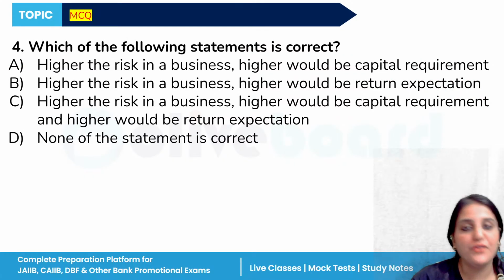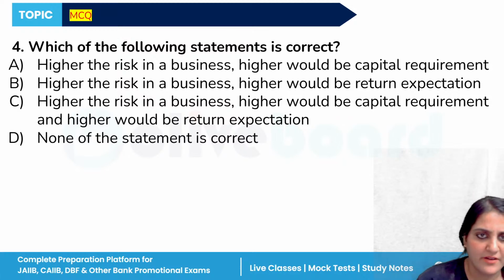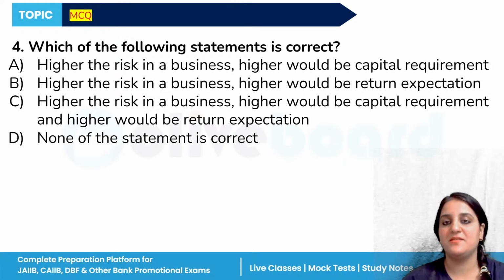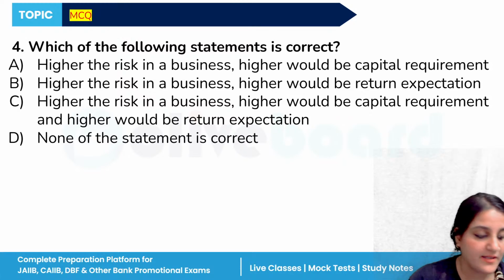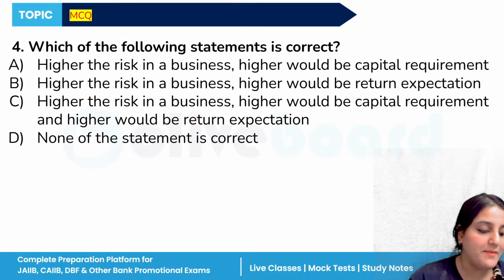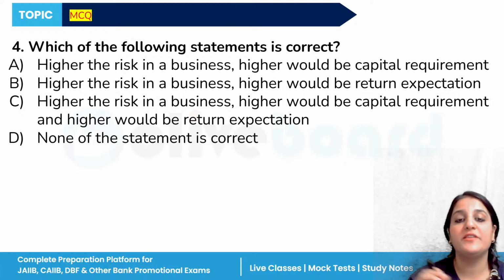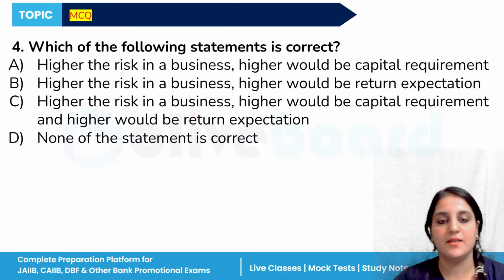Next question, which of the following is correct? Higher the risk in a business, higher would be capital requirement. Higher the risk in a business, higher would be the return expectation. Higher the risk in business, higher would be capital requirement and higher would be return expectation, or none of the answers is correct here.